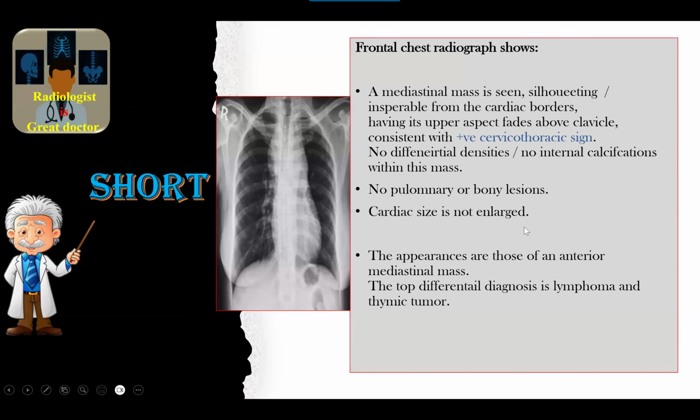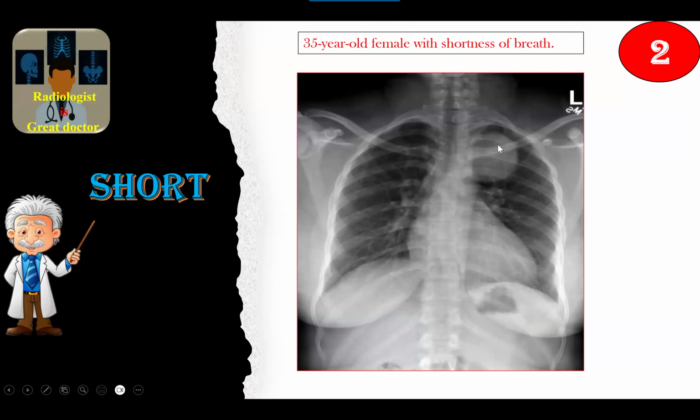Okay, agreed. The diagnosis: appearances are those of an anterior mediastinal mass. Top differential is lymphoma and thymic tumor. Alternatively, we can say findings are suggestive of anterior mediastinal mass, most likely lymphoma, or appearances or features are in keeping with whatever you will write. Anterior mediastinal mass, one or two differentials. Management: CT of the thorax with contrast is advised. Sometimes CT staging is advised and referral to oncology MDT. It's accepted.